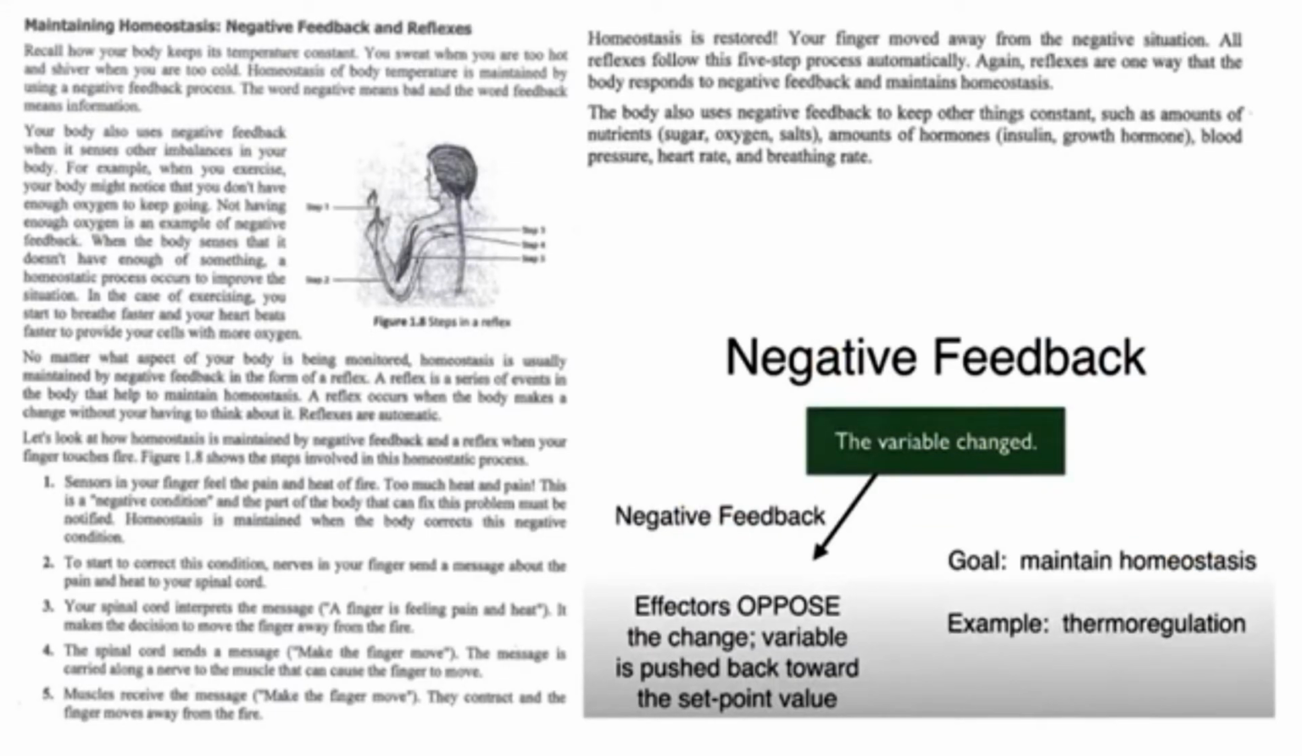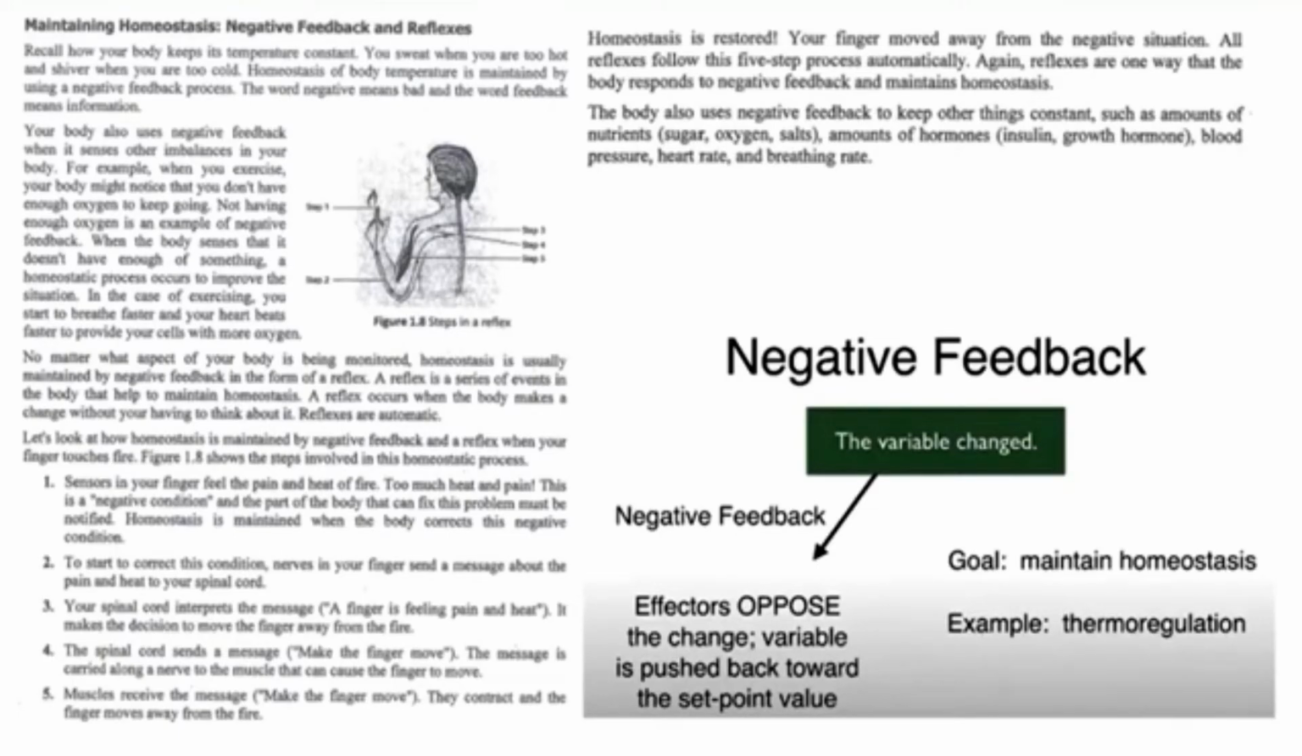Maintaining homeostasis: negative feedback and reflexes. Recall how your body keeps its temperature constant. You sweat when you're too hot. You shiver when you're too cold. Homeostasis of your body temperature is maintained by a negative feedback process. The word negative means bad, and the word feedback means information.